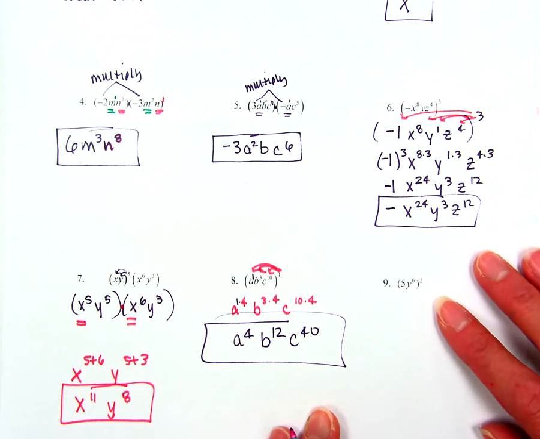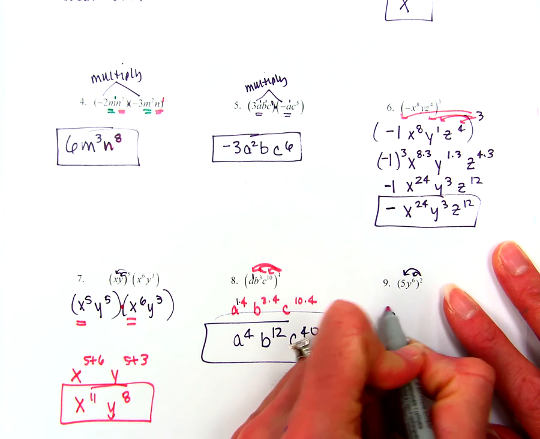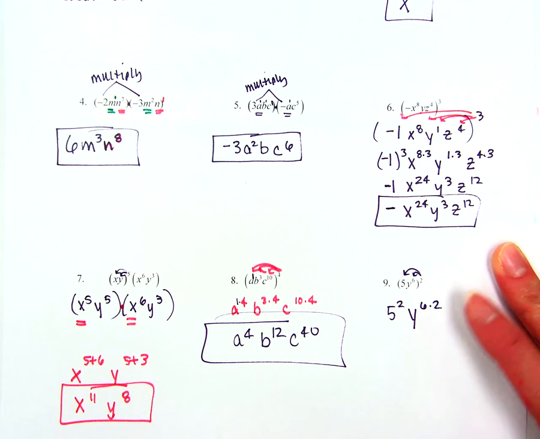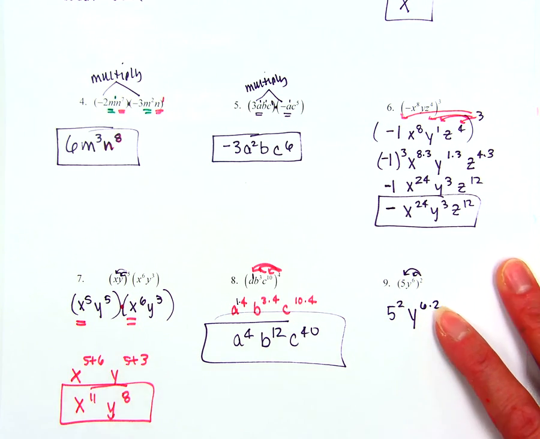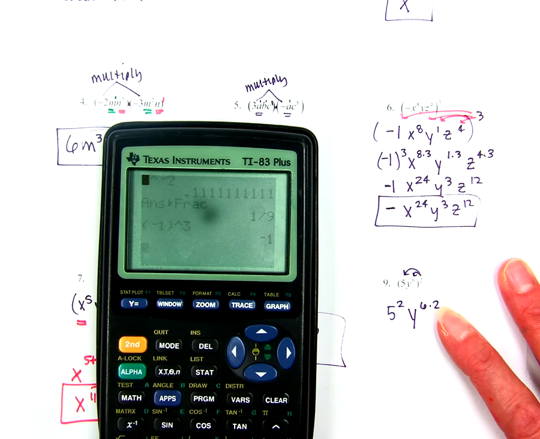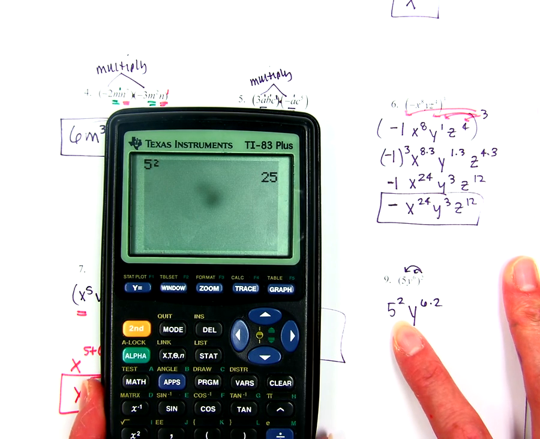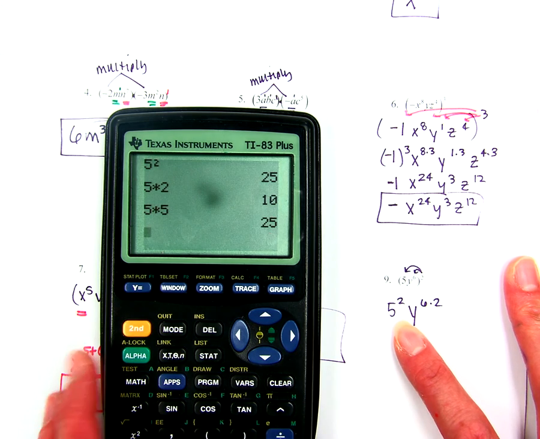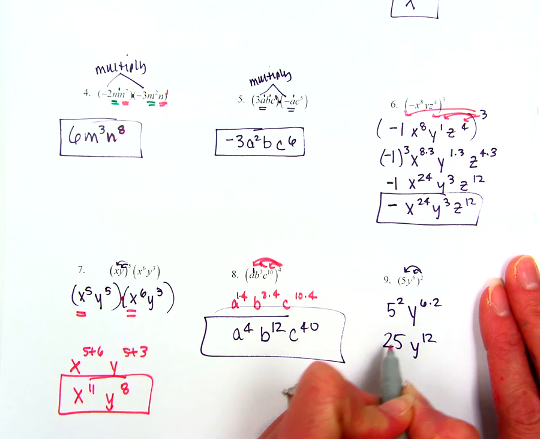All right, and final problem. We have a set of parentheses with an exponent on the outside. So that means that the 5 has to be squared, and the y to the 6th also has to be squared. So then you multiply your exponents. So 5 squared, how much is that? So let's think about that. What does it mean to do 5 squared? Well, 5 times 5 is 25. A lot of people will put 10, and that's just 5 times 2. That is not what we want. We want to do 5 times 5. So make sure that you're doing 5 squared. That's 25, and y to the 12th.